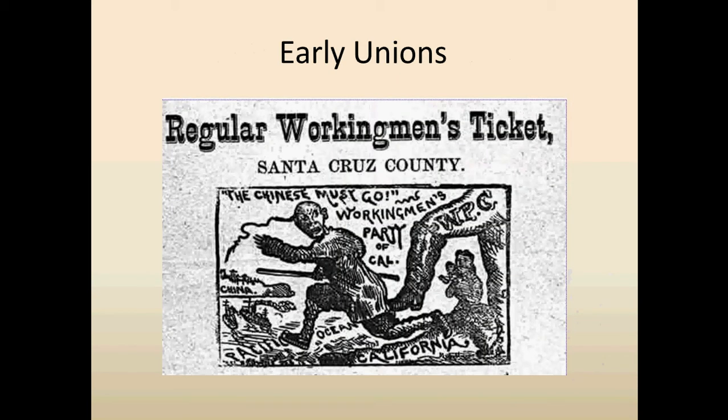Early labor unions were one way that the working class tried to organize in order to have their own protection in their work, and at the same time attempt to discriminate against other groups. The Working Men's Party was one of the earliest connections between politics as well as organized labor. This was a very short-lived political party.